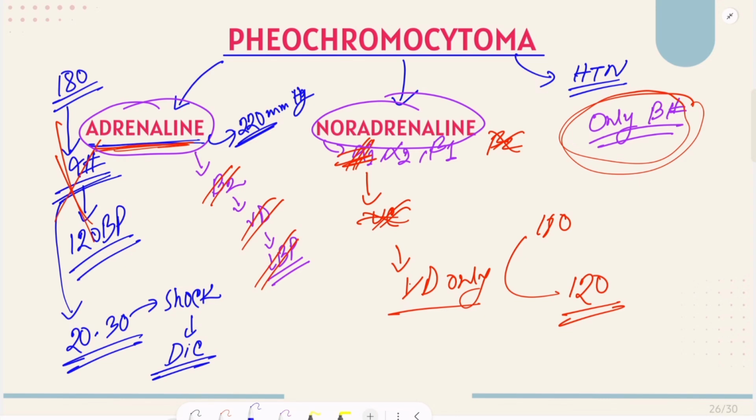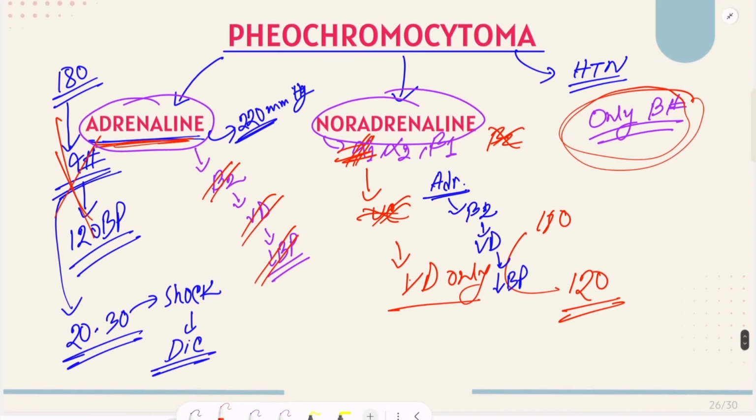The same thing applies to the noradrenaline producing tumor. In a noradrenaline producing tumor, some endogenous adrenaline is still produced by the adrenal gland, and this adrenaline will stimulate beta 2, causing vasodilation and a small reduction in blood pressure. But if we block beta 2, the same thing will happen again and the blood pressure will increase more. So a beta blocker alone is contraindicated in adrenaline or noradrenaline producing tumors.